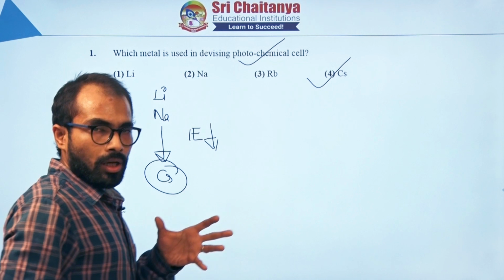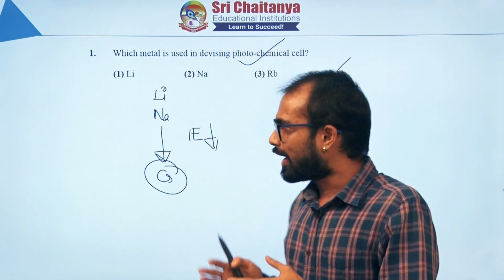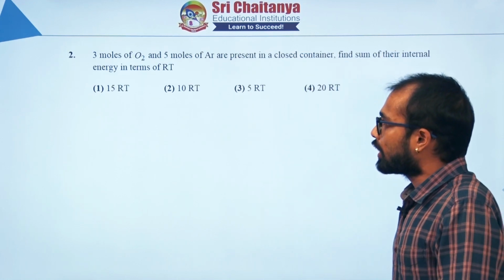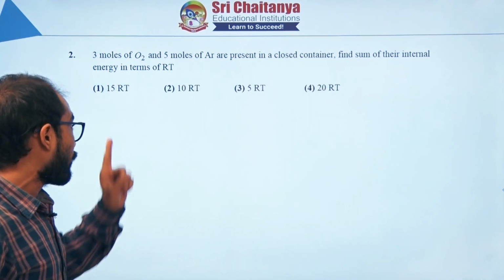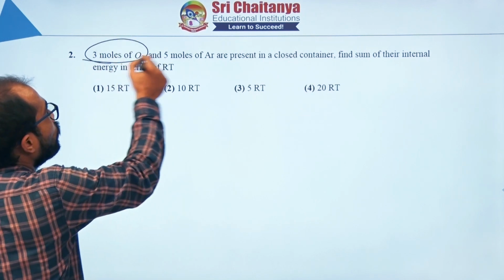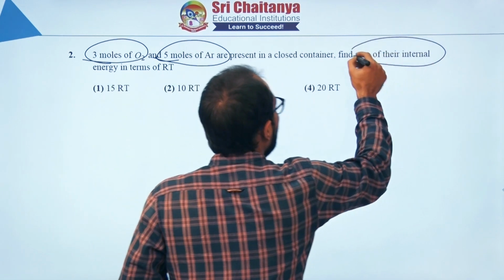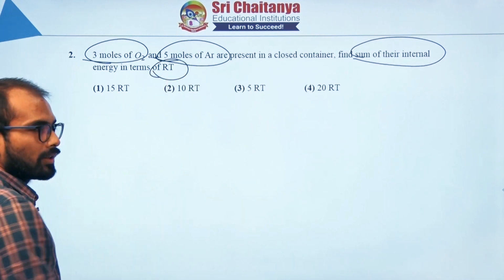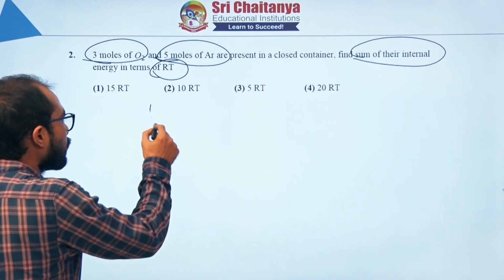This question was from periodic properties, or you can also consider it to be the S block, and a very basic question. Now let's move on to the next question. This question is from the gaseous state. A container has 3 moles of O2 and 5 moles of Ar, and we need to find the sum of the internal energy in terms of R, the gas constant, and T, the temperature in absolute scale. Now what is the formula, people?